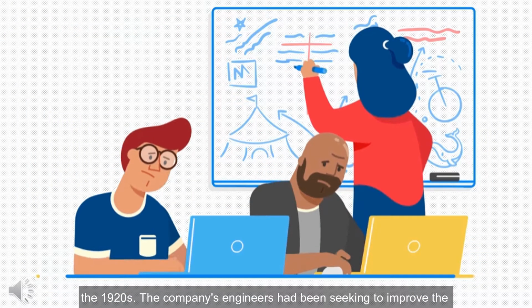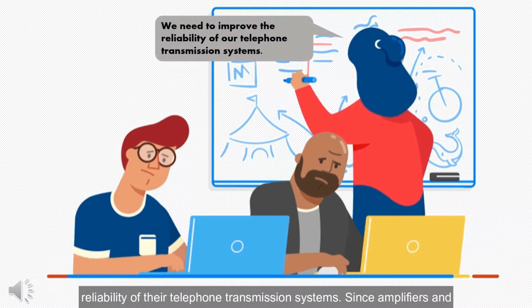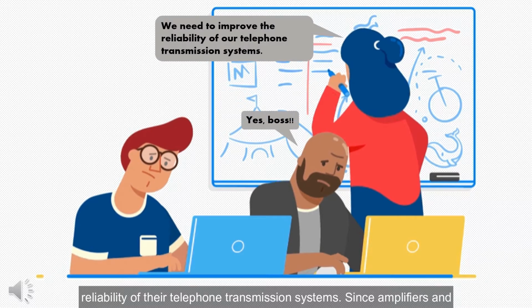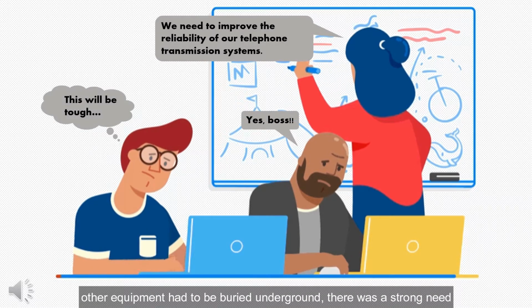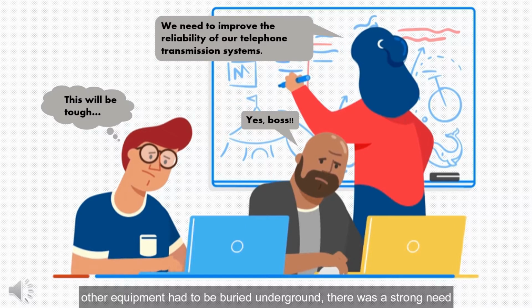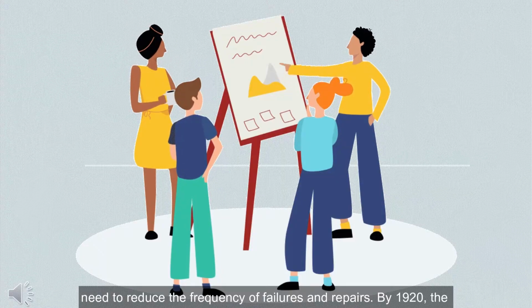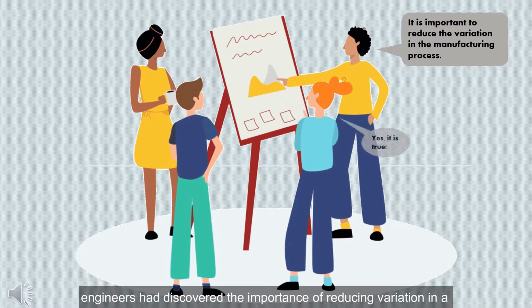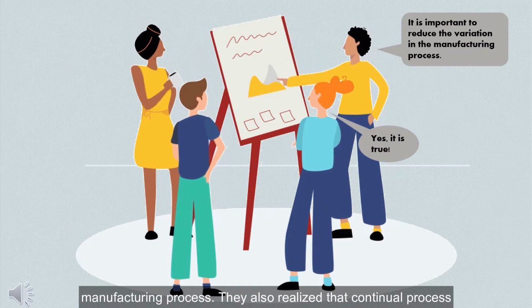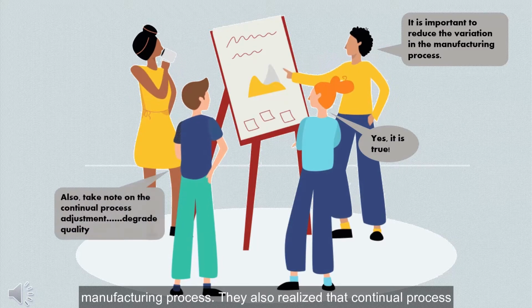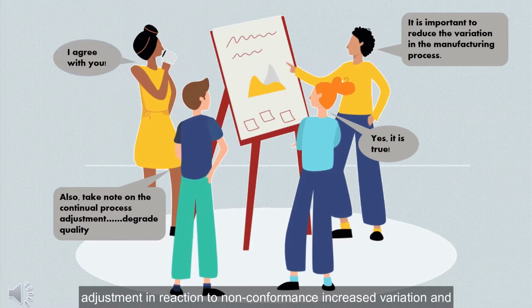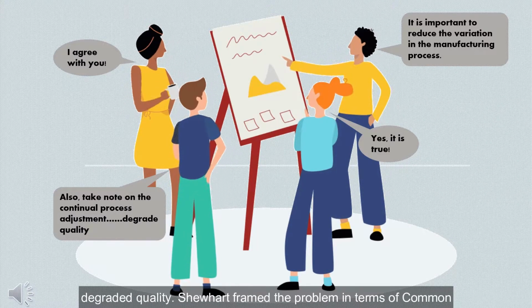The company's engineers had been seeking to improve the reliability of their telephone transmission systems. Since amplifiers and other equipment had to be buried underground, there was a strong need to reduce the frequency of failures and repairs. By 1920, the engineers had discovered the importance of reducing variation in a manufacturing process. They also realized that continual process adjustment in reaction to nonconformance increased variation and degraded quality.